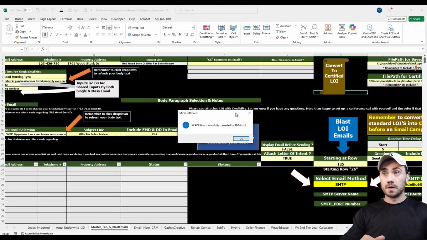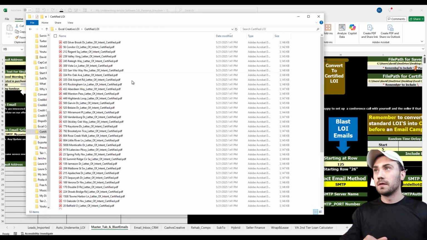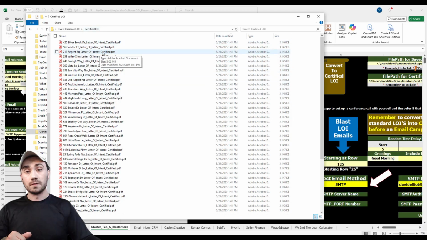Okay, so it looks like we're good to go here. It looks like all the PDF files have been successfully converted to the PDF/A-1b format. Now let's pull up the folder file path, and we can see here that we are indeed in the certified LOI section, and these property addresses do indeed have the file name text as certified.